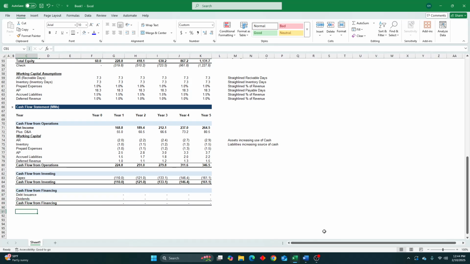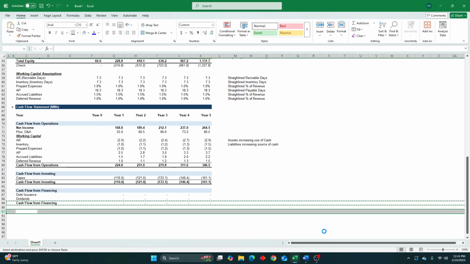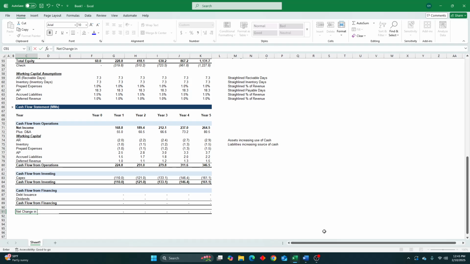And the last thing that we're going to have here is a net change, our net change in cash during the period. Okay, here we go. And our net change in cash in period, just to be clear, is going to be our cash flow from operations plus our cash flow from investing plus our cash flow from financing. So we're going to do this plus this plus this.